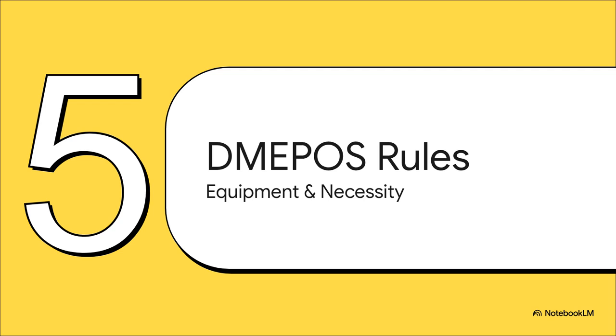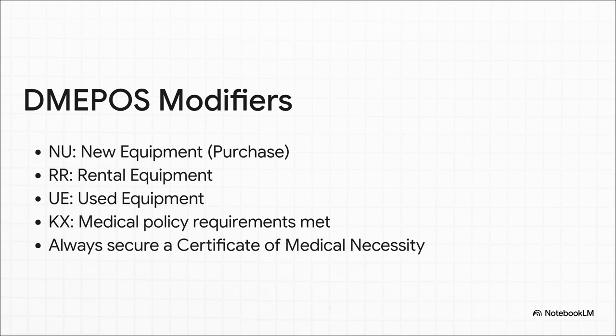Moving into Section 5, DME POS and medical necessity. That's durable medical equipment, prosthetics, orthotics, and supplies. When you're billing for equipment, you've got to tell the payer the exact status of the item. Is the patient buying it brand new? You'll use modifier NU. Are they just renting it for their recovery? That's RR. What if it's used equipment? You use UE. Sometimes you'll also need the KX modifier to prove that specific medical policy requirements have been met.